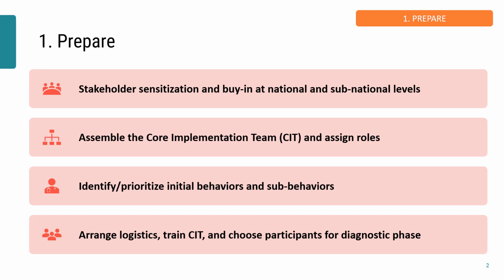First, we want to make sure that we sensitize stakeholders and get buy-in at the different levels we're working at. Put together a core implementation team, or a CIT, which will be responsible for the main implementation and assign roles. Identify and prioritize initial behaviors and sub-behaviors among providers that we want to focus on. And then, of course, arrange the logistics, train the CIT, and choose participants as part of the diagnostic phase.